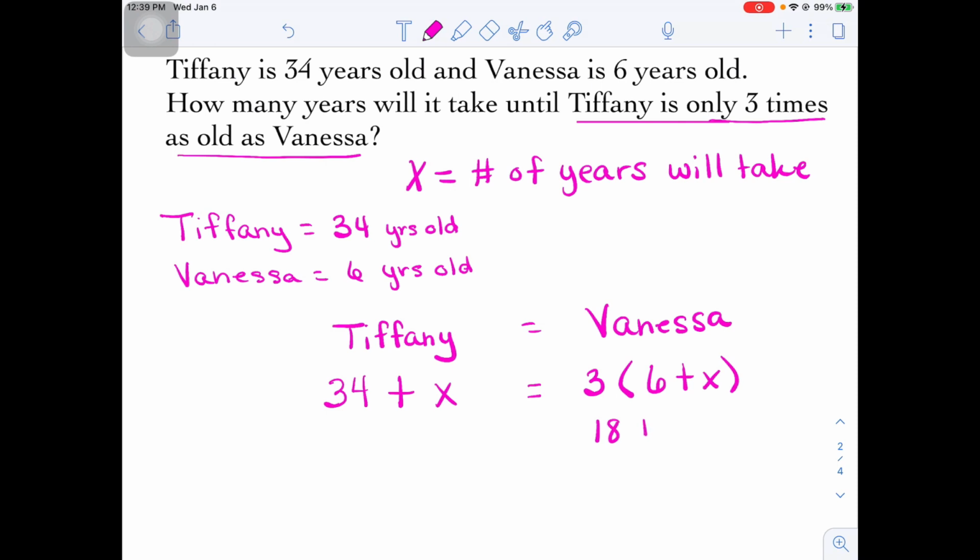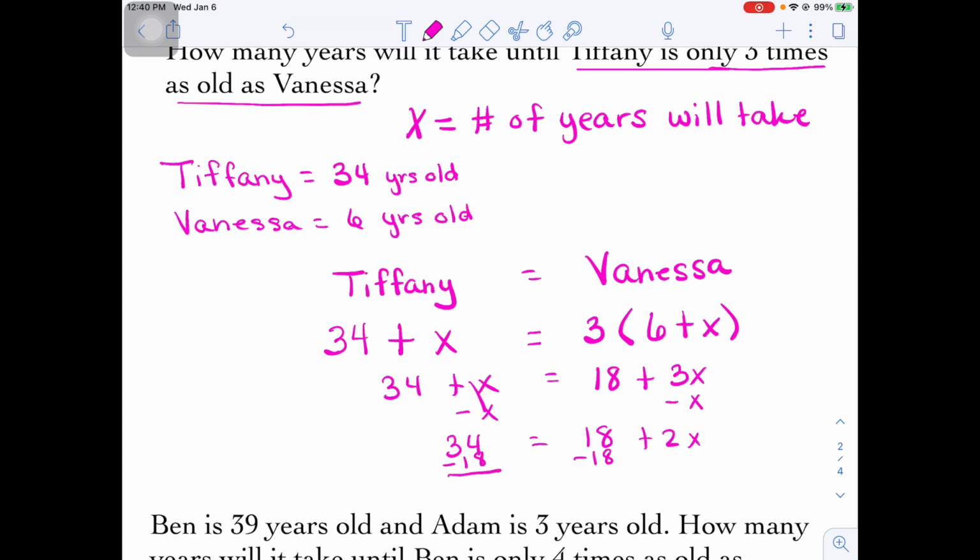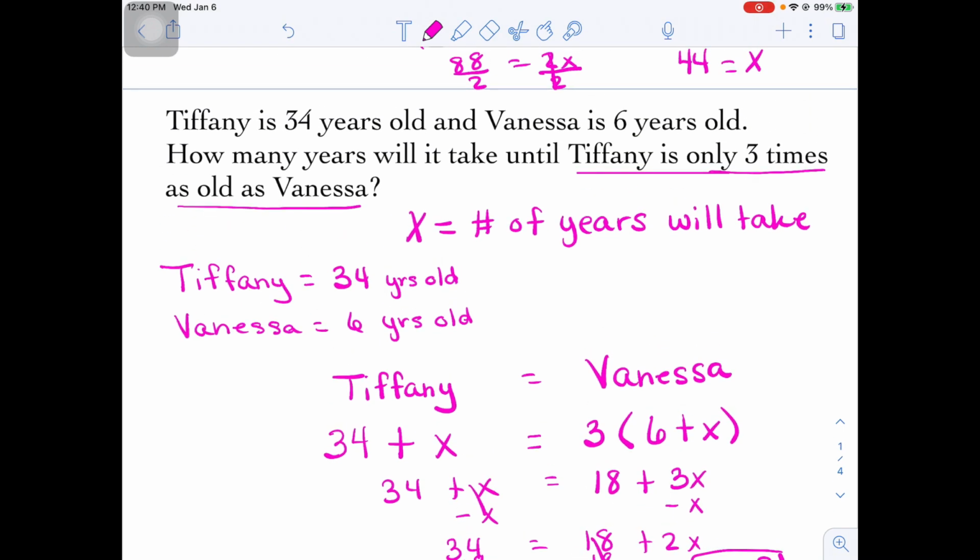3 times 6 gives us 18. 3 times x gives us 3x. Now we have 34 plus x equals 18 plus 3x. Let's go ahead and solve for our variable. So we have 34 equals 18 plus 2x. Move our 18 over. We have 16 is equal to 2x. Divide by our coefficient, and we get x equals 8. So that means it will take 8 years until Tiffany is only 3 times as old as Vanessa.